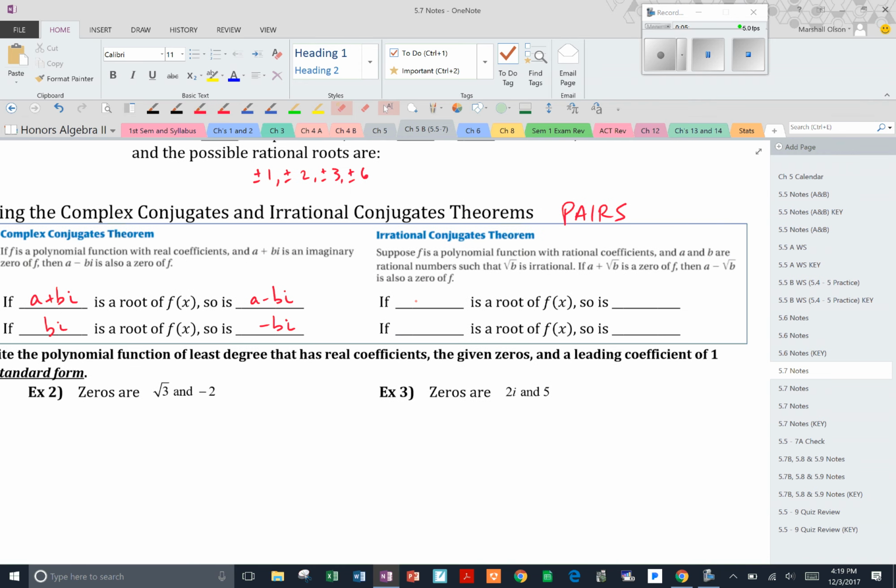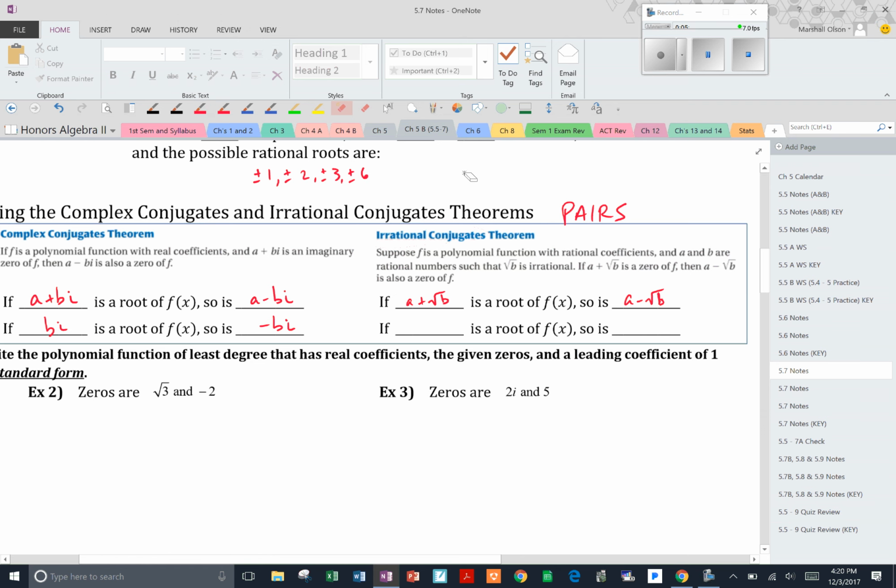If a plus the square root of b is a zero, or a root of the function, so is a minus the square root of b. These words here actually should be zero since we're talking about a function, but that's okay. Basically, if you know that they come in pairs, then you're good. This is the irrational conjugates theorem.